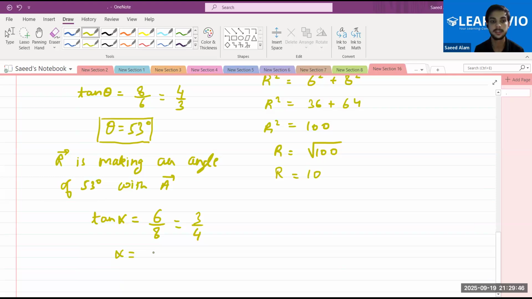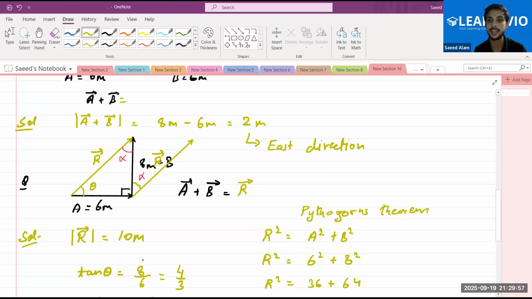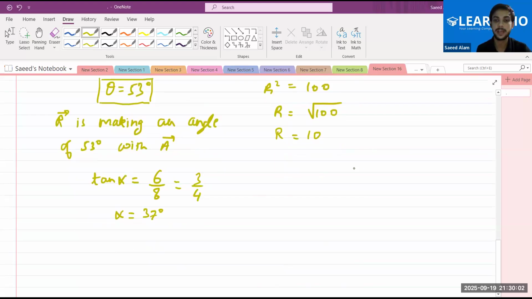Have I told you about this? Yes. These are the two most important angles that you must remember about: 37 and 53. This will be 37 degree. Okay. And don't you think that I actually don't need to find this out? What is the reason behind that?